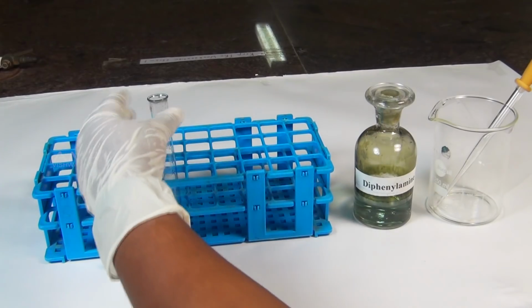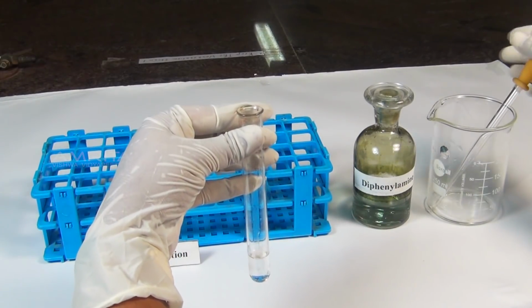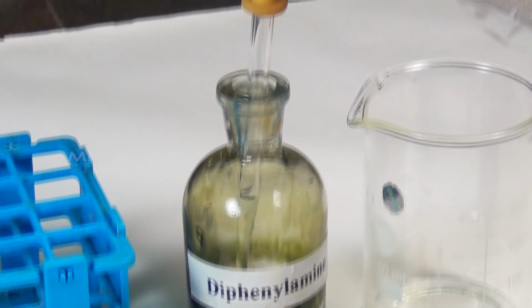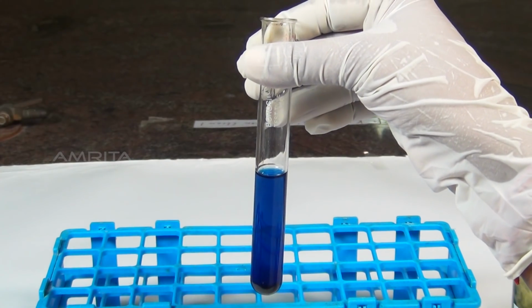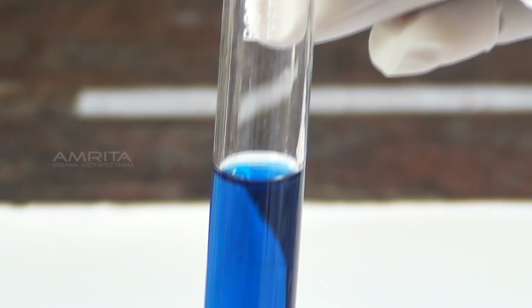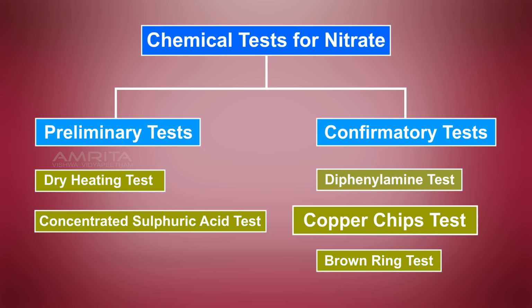Procedure: take a small portion of aqueous solution of the salt in the test tube. To this, add a small amount of diphenylamine using the dropper. In presence of nitrate, diphenylamine is oxidized, giving a deep blue coloration. Copper chips test.